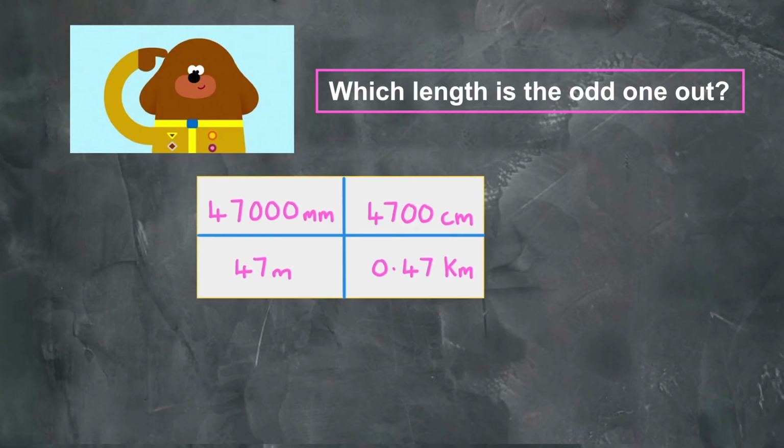So for example, I'm going to do conversions and convert them all into centimetres and then compare them. Why don't you stop the video now to give yourself an opportunity to do this? Then start the video again to see if your conversions were correct and if you were able to work out which was the odd one out.